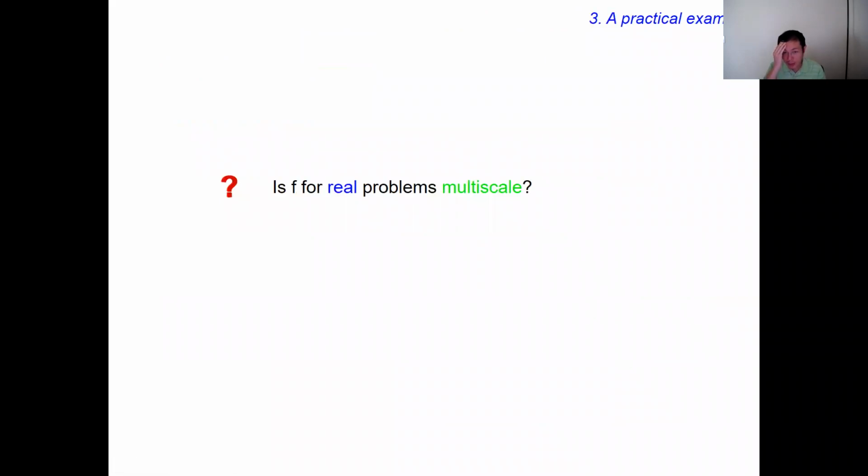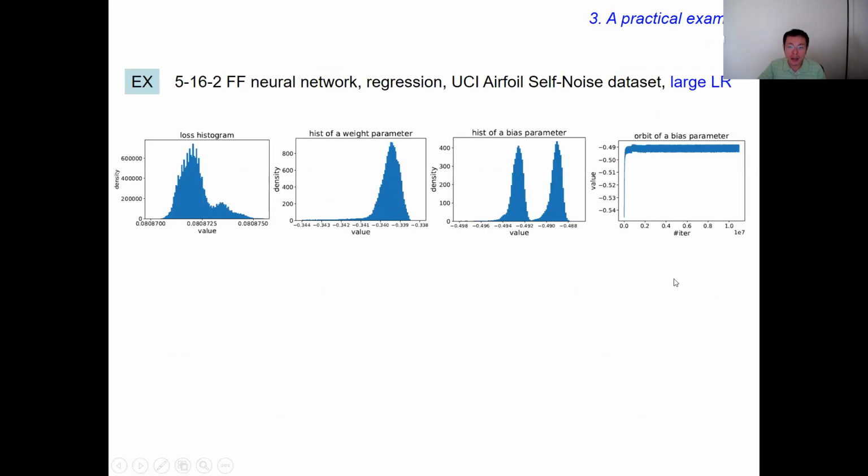So instead, there is a practical problem. You may say, okay, the theory is nice, but do we have multi-scale loss functions in reality? The answer is yes. Here is some empirical result. If you do very long iterations, and here is a parameter of your neural network, you actually do not converge to a point. You converge to this blob. What is this blob? It actually corresponds to a statistical distribution.